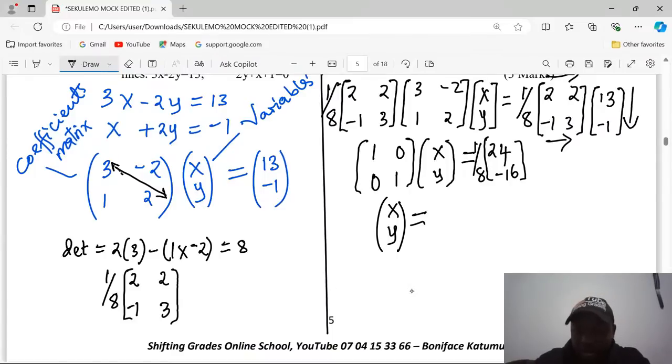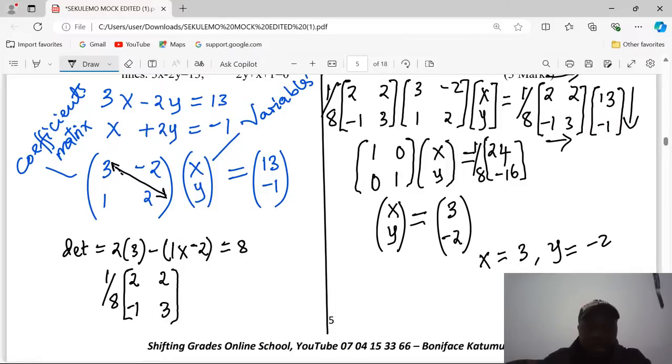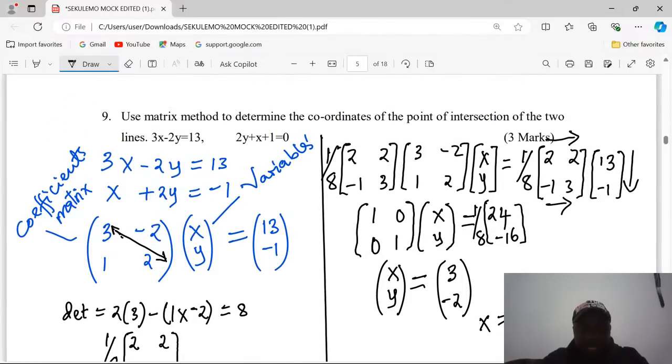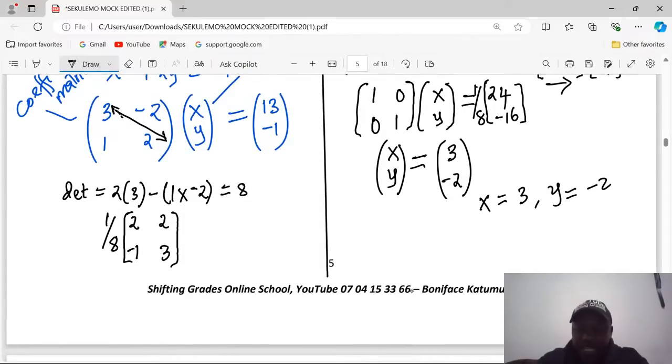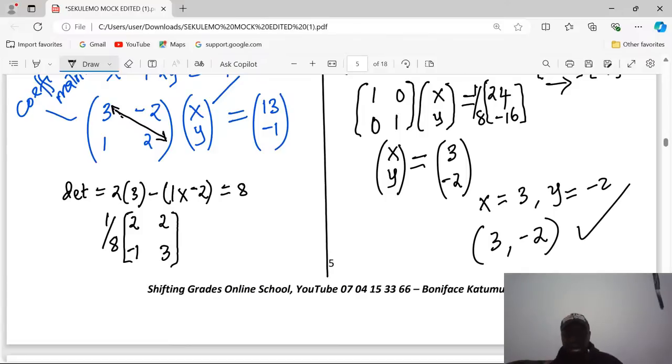This is equal to, now 1 over 8 can multiply this matrix, whereby we get 3 and negative 2. If XY equals 3, negative 2, then we can resolve that x equals 3 and y equals negative 2, and get back to our question, which says, using the matrix method, determine the coordinates of the point of intersection. So a point of intersection should be presented as a coordinate. You don't leave it at that. This is what will earn you the last mark, when you present it as a point, or rather a coordinate.